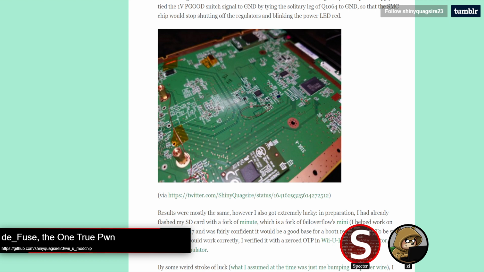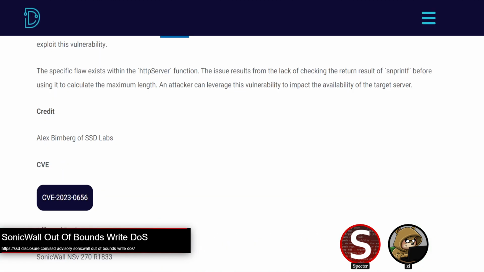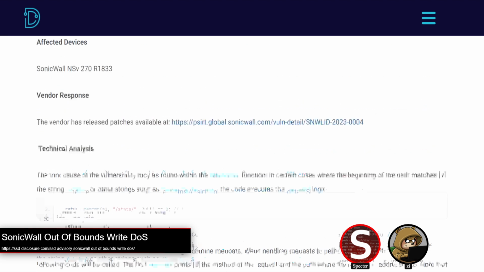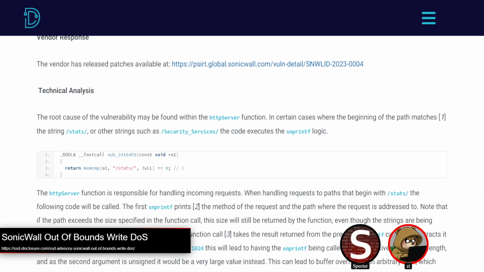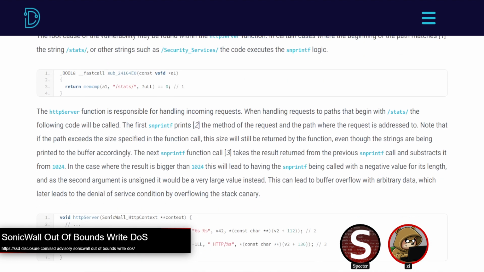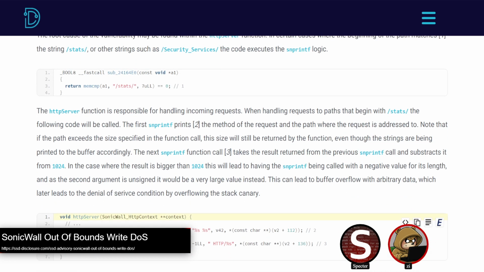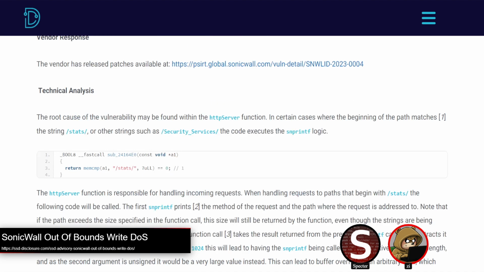All right, so getting into some more of the classic style vulnerabilities we cover, there was an SSD disclosure post on an out of bounds write in SonicWall, which is an enterprise firewall. And Z, I'll let you take this one. Yeah, this is a fun vulnerability that I can definitely see how a developer would make this mistake.